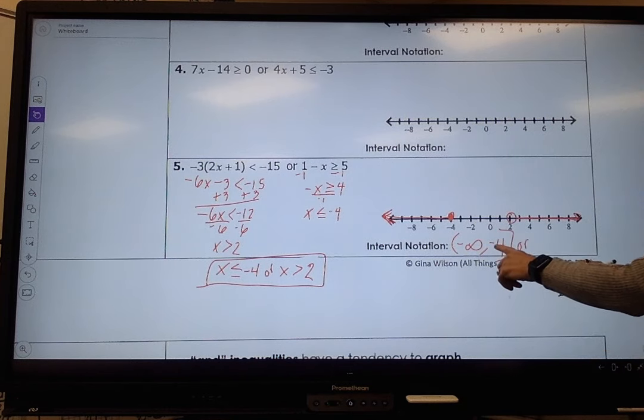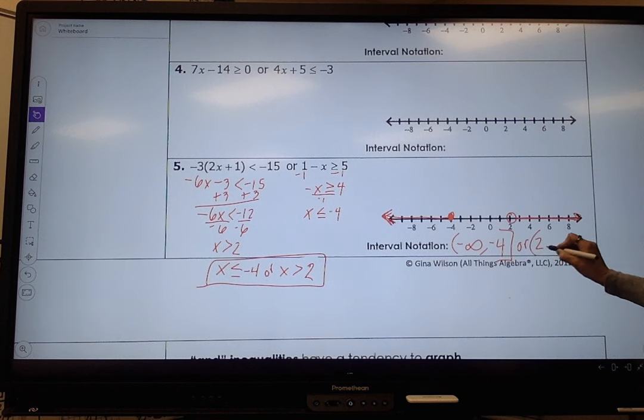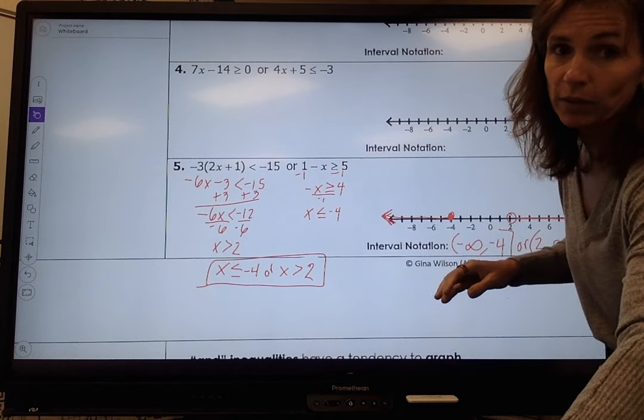Got to include the word or. Open circle on 2, all the way to infinity. Parenthesis on 2 and infinity. Okay? That's what my or statement looks like.